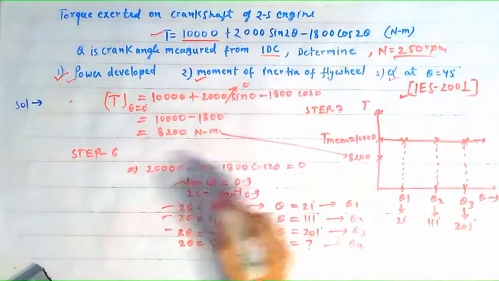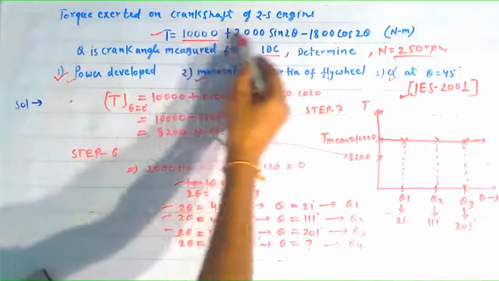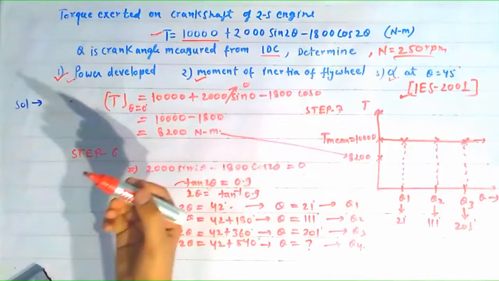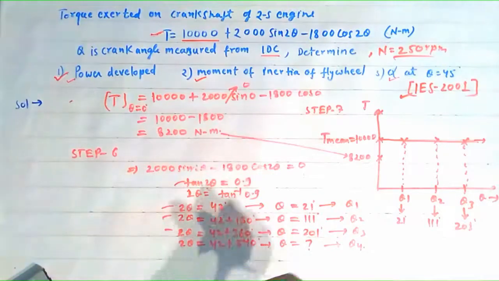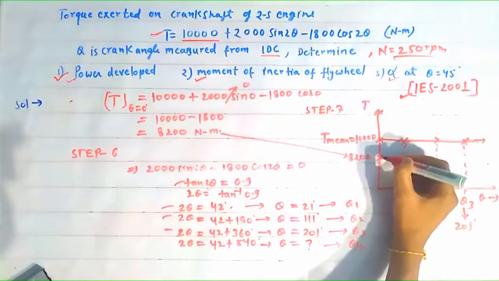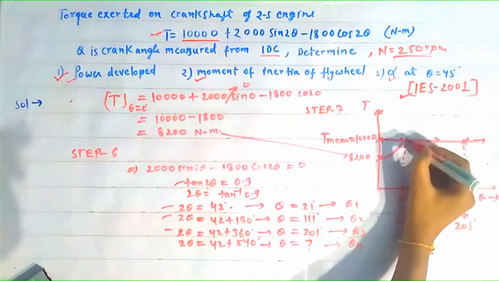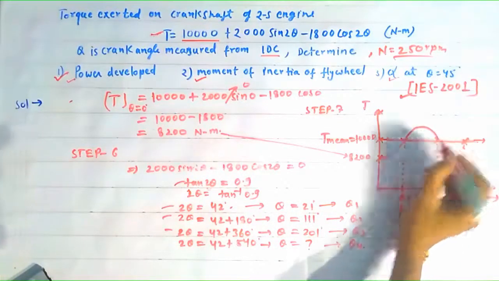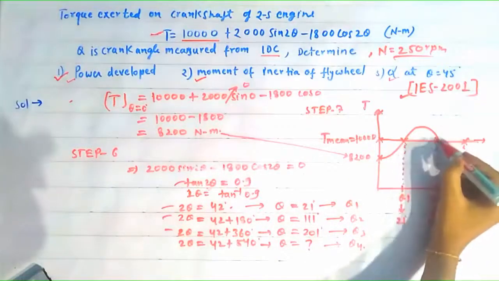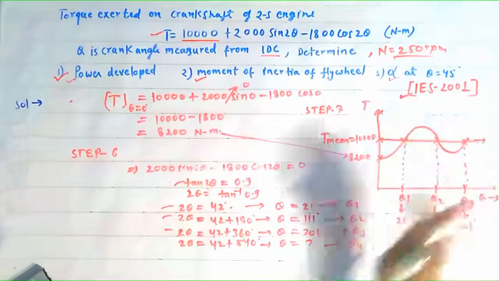Now because this is a sine function, because torque is a sine function, the graph will be of sinusoidal wave nature. So I will join this point with this point with a sine wave, and this point with this point also with a wave like a sine wave. So this is our torque diagram.